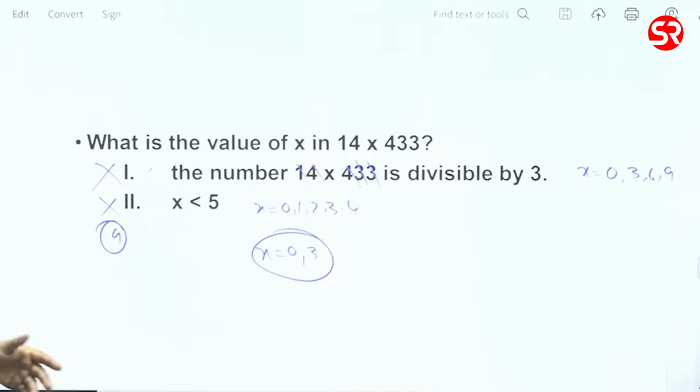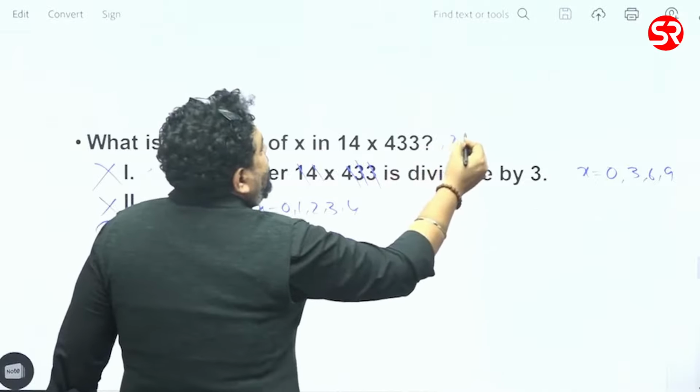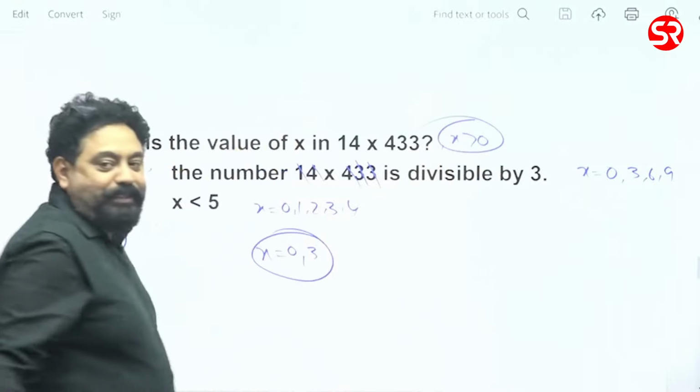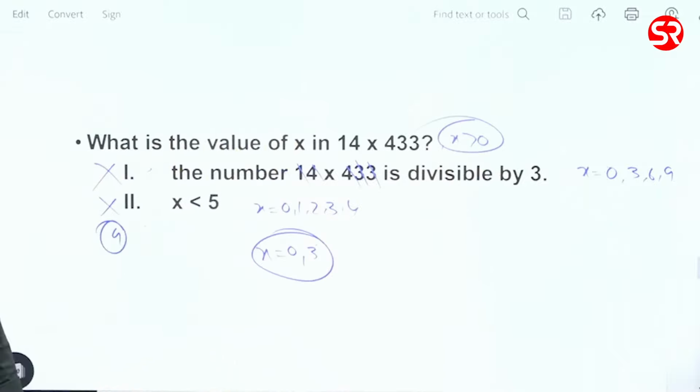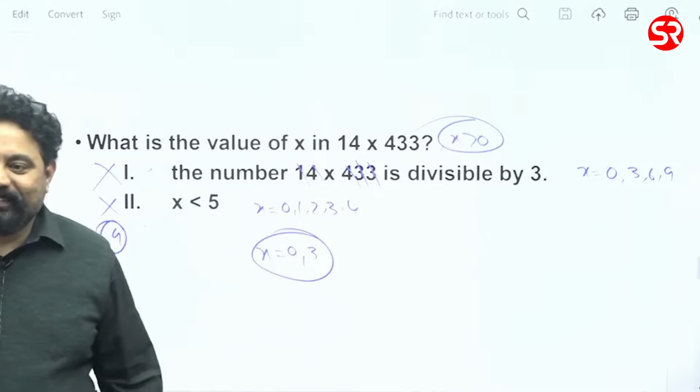And the answer would be 3 had I written x is greater than 0, right? See the beauty. One single statement changes everything.